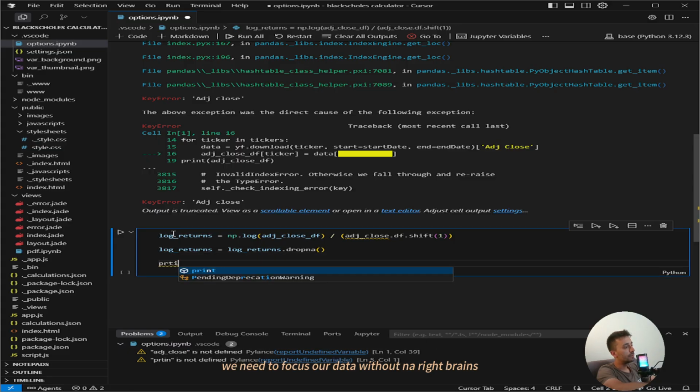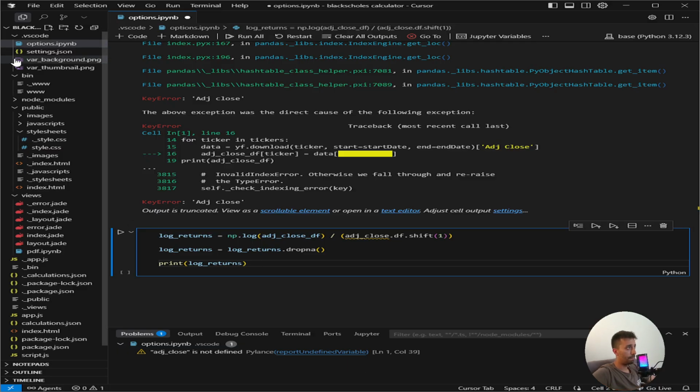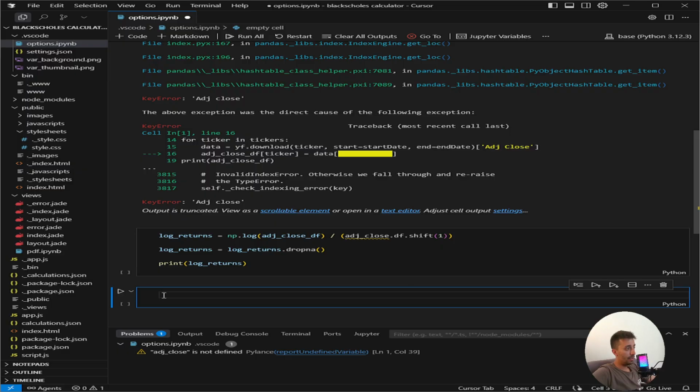All right, print log returns, but I never press enter. I never try to run the code because I'll have an empty output, right? Empty output.